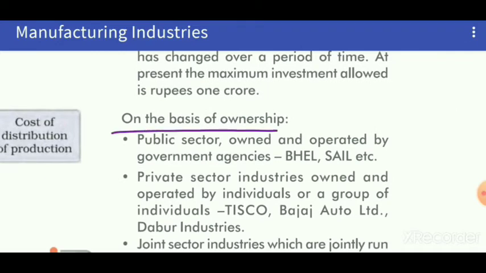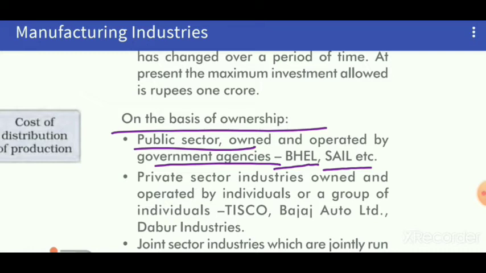On the basis of ownership. It means that on the basis of possession, how many types of industries are there. These are of four types. The first one is public sector. Public sector industries are those industries which are owned and controlled by, or better to say, run by government agencies, like BHEL and SAIL. Here BHEL stands for Bharat Heavy Electrical Limited, and SAIL stands for Steel Authority of India Limited. So these industries are known as public sector, or you can say that these industries are the organized sector.